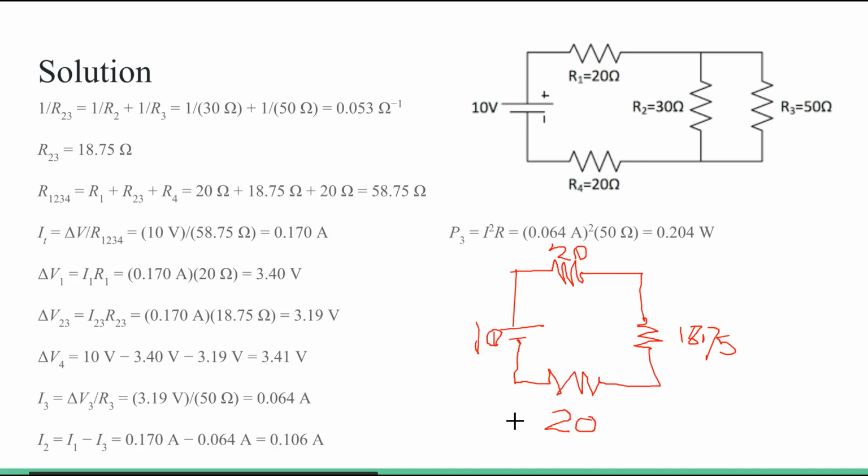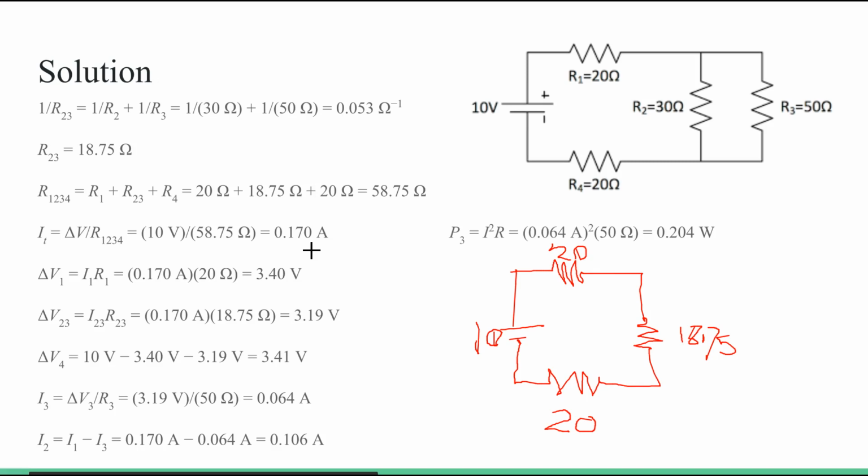So if you want to find the voltage drop across 2,3, you find I23, which is the same as I1. So the current going through this equivalent resistor, not the current going through R2 or R3, but the current going through the equivalent resistor, I23 times R23, and you find the voltage drop across R23. If you substitute the values, you get 3.19 volts.